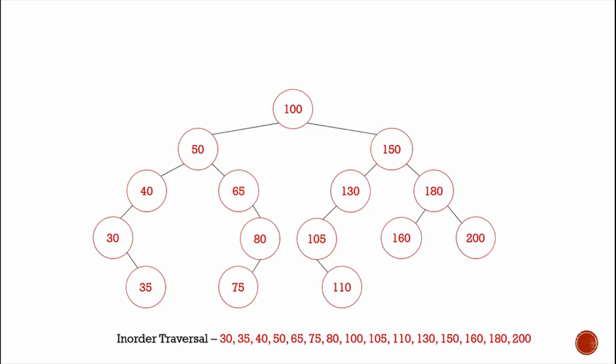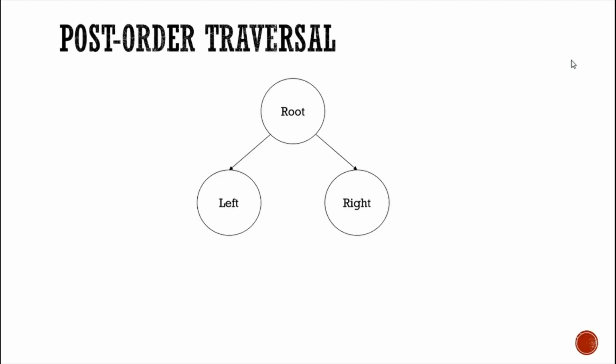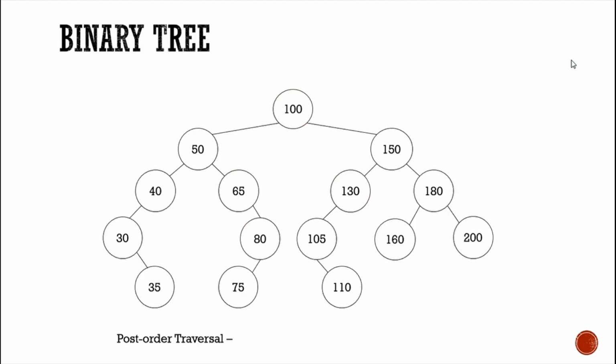This is how in-order traversal works. Okay, now let's talk about post-order traversal. In post-order traversal, at first the left subtree is visited, then the right subtree is visited, and then finally the root is visited. Let's see a simulation of how it works with this binary tree.